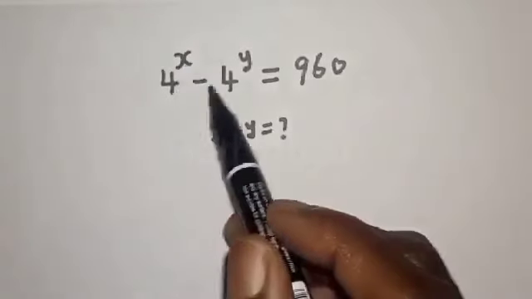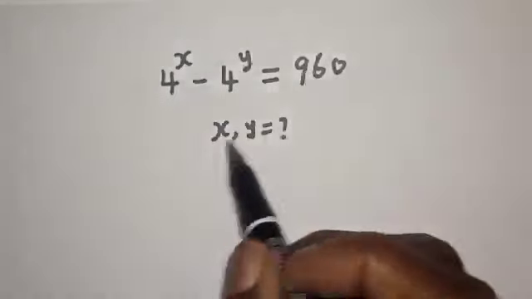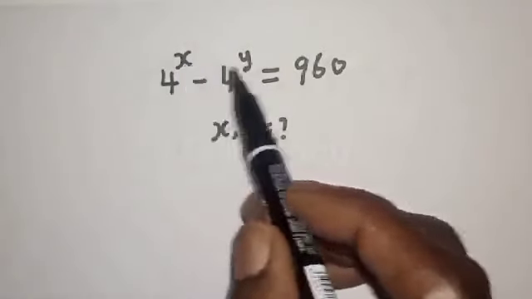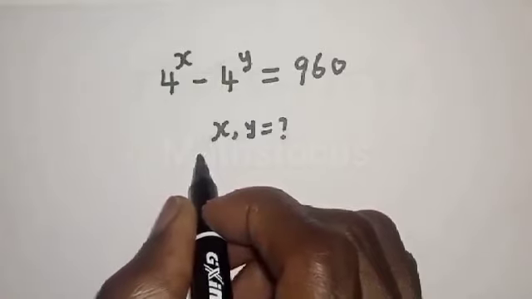4 raised to the power x minus 4 raised to the power y is equal to 960. What is the value of x and y? I want to find the integer value of x and y from this equation. Solution.